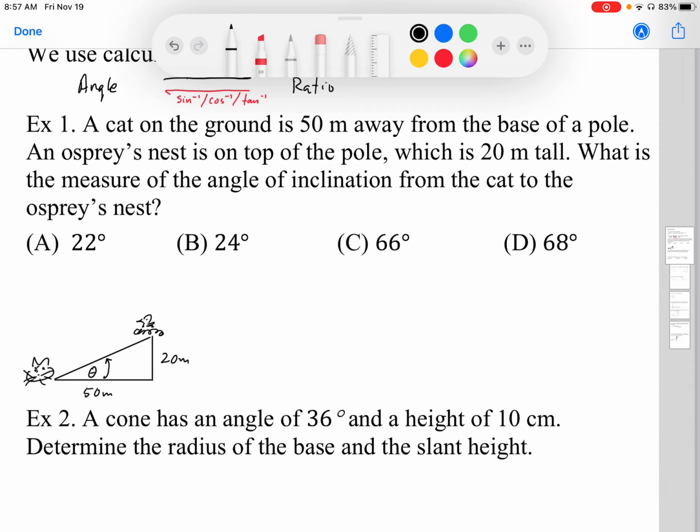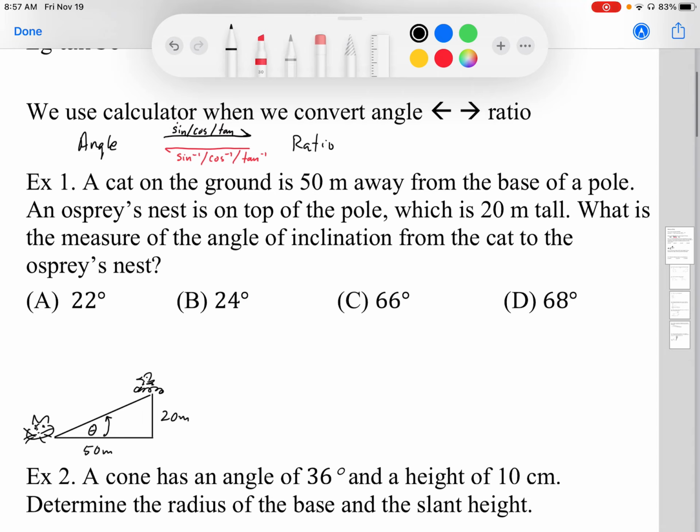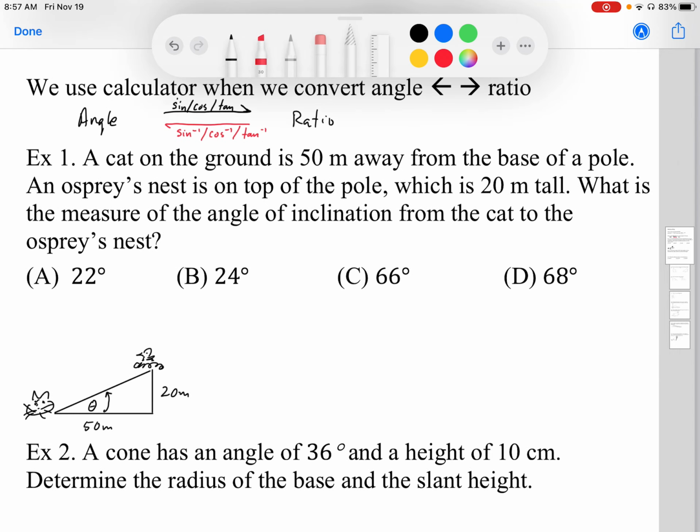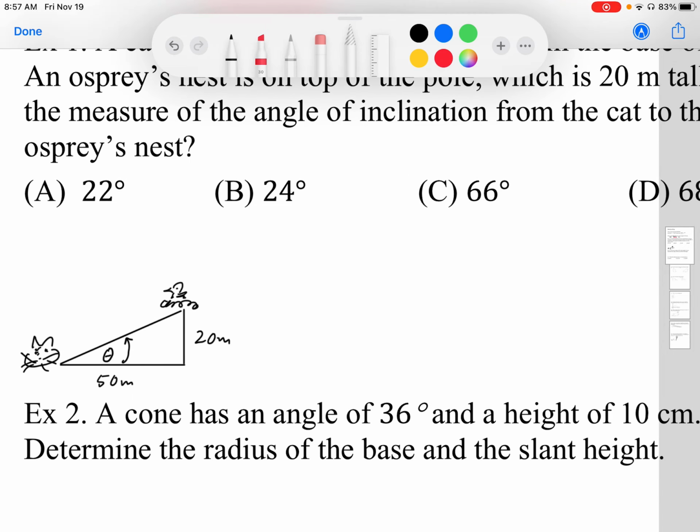Okay, so we need to convert the ratio into an angle. So we have the shape as a ratio, or side length, and we want to convert it into an angle. So we're going to go in this direction. So I need to use my arc sine, arc cos, or arc tan. In this case, I have opposite and adjacent, or rise and run. So I'm going to use arc tan.